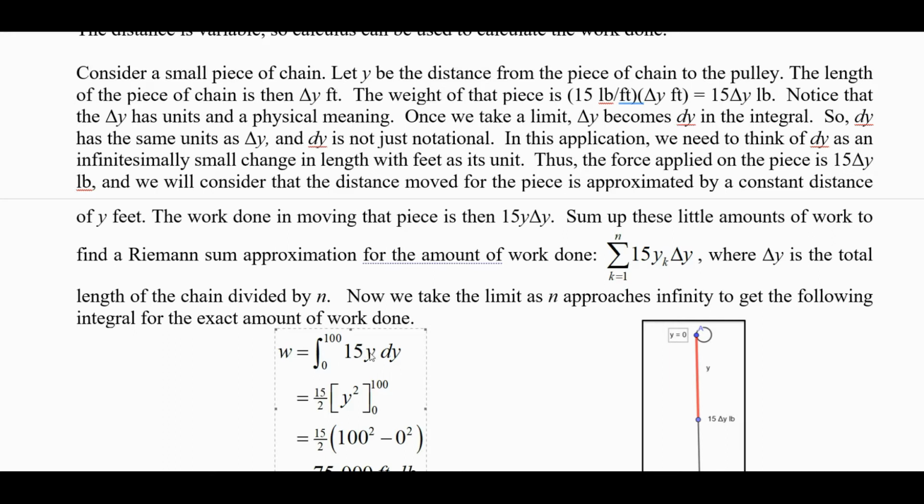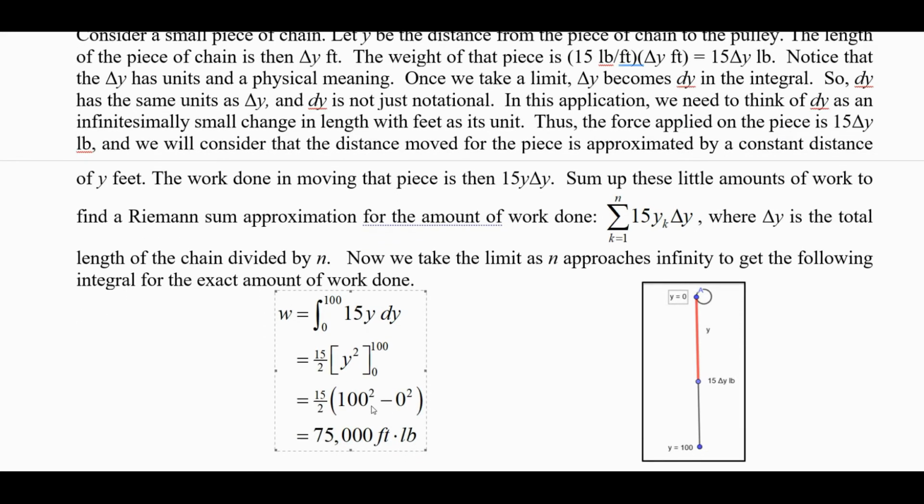So not too hard to find an antiderivative here, which is y squared divided by 2. So we have 15 halves y squared. 15 halves I bring out front and evaluate from 0 to 100. So it's 100 squared minus 0 times the 15 halves, which is 75,000, and the units are foot-pounds.